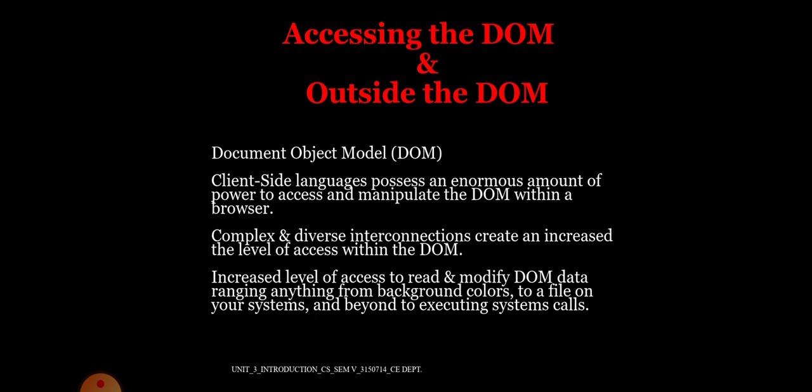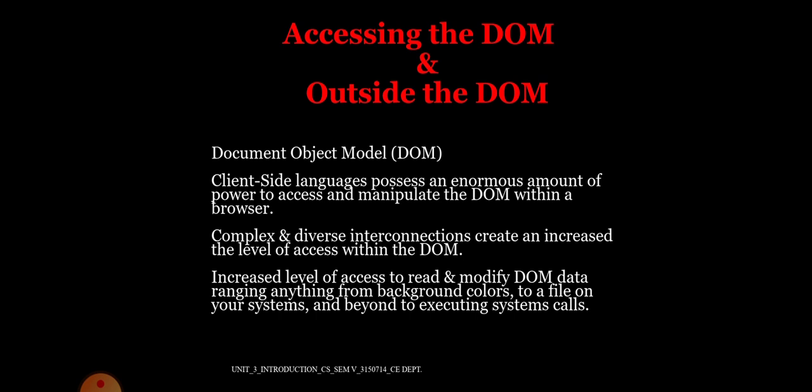Here, DOM is a W3C standard, and it defines a standard for accessing a document. The W3C document object model is a platform- and language-neutral interface that allows programs and scripts to dynamically access and update the content, structure and style of a document. The W3C DOM standard is separated into three different parts: Core DOM, XML DOM and HTML DOM.